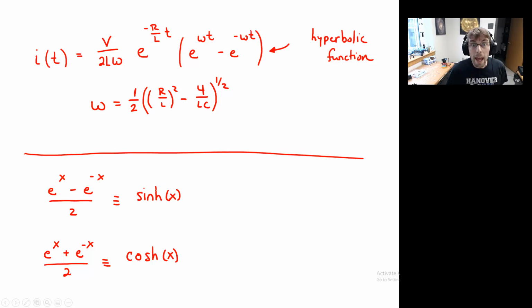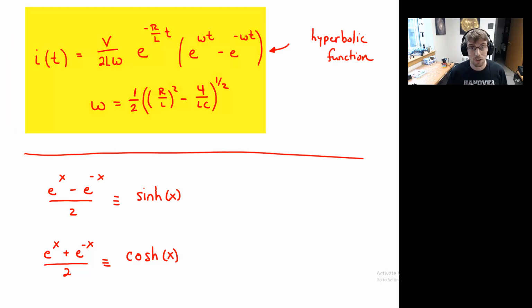Okay. And we're done, right? We have now solved the RLC circuit that is overdamped. Here's our solution.